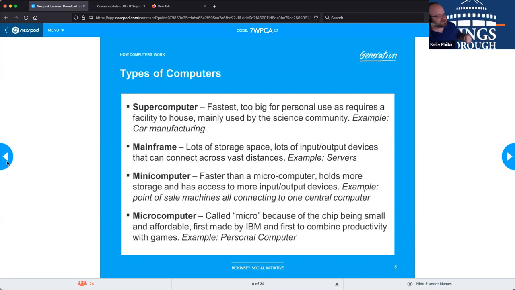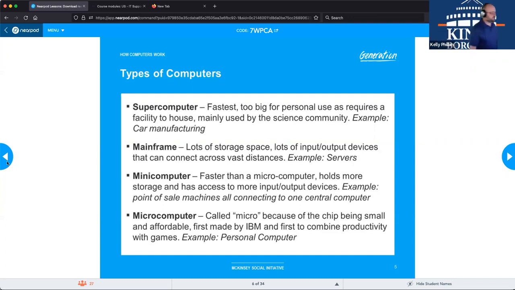Next, we have the mini computer. It's a little bit faster than a microcomputer, holds more storage, has access to more input output devices. An example of this would typically be point of sale machines all connecting to a central computer. And then finally, the microcomputer, which is what we are all pretty much familiar with. It's what we use typically in our day-to-day lives. It is called micro specifically because of the chip, not necessarily the size of the computer itself.